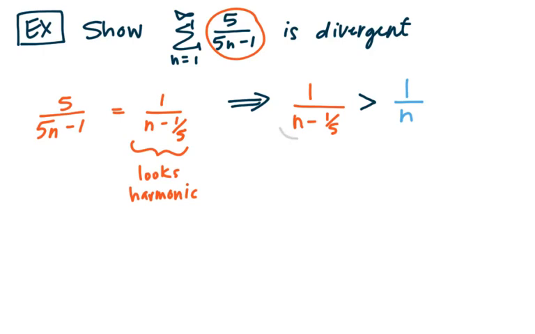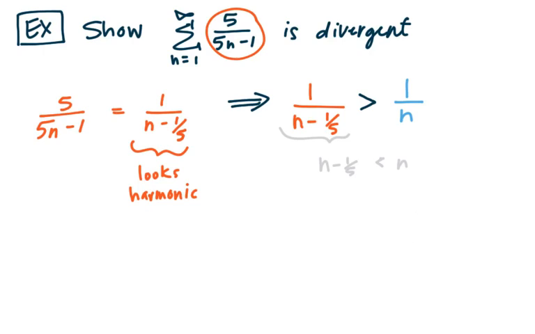And if you think about our denominator here, n minus 1/5 is smaller than n, right? So n minus 1/5 is always going to be a smaller value than n. So the smaller your denominator, the larger your fraction, right? 1 over 2 is bigger than 1 over 3. 1 over 5 is bigger than 1 over 10. So the smaller the denominator, the larger that actual fraction.